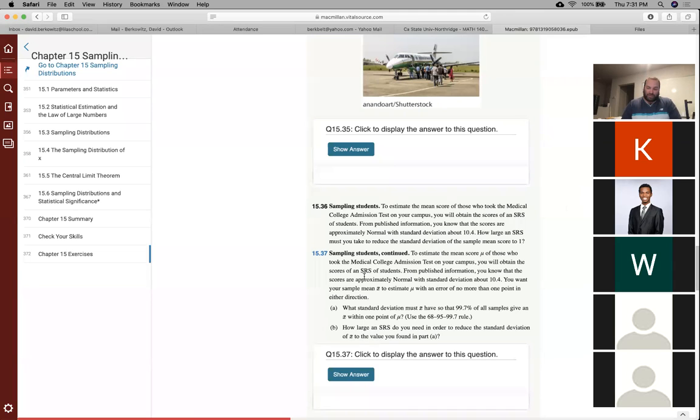3 times 10.4 over the square root of n is equal to 1. How do I solve this for n? How's your math?